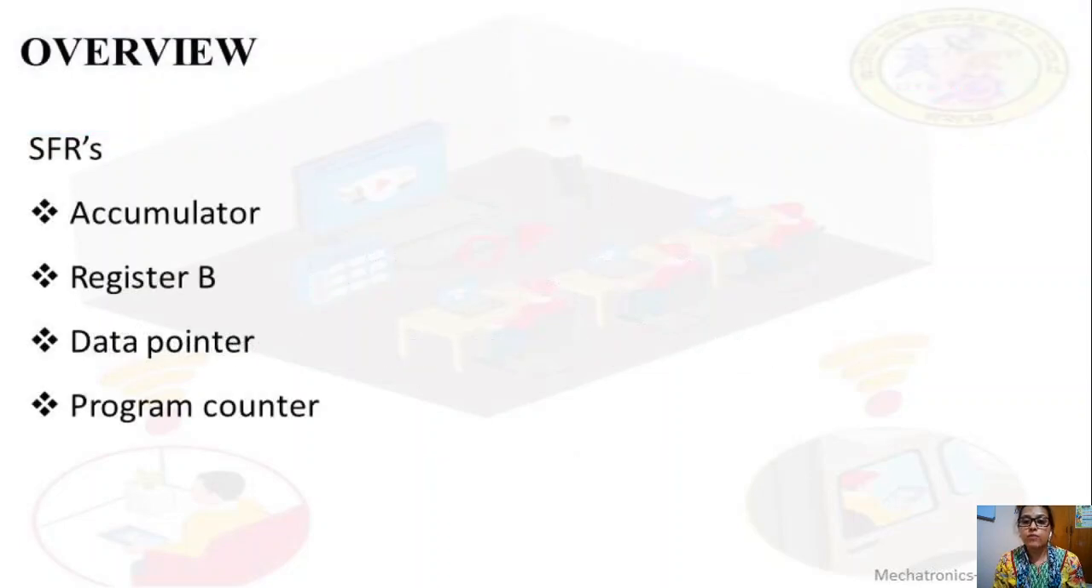In the last class, we studied the memory organization of 8051, that is internal memory organization, internal ROM, internal RAM, and then external memory organizations. In the internal RAM organization, we saw the special function registers. So in today's class, I'll be explaining the special function registers: accumulator, register B, data pointer, and program counter.